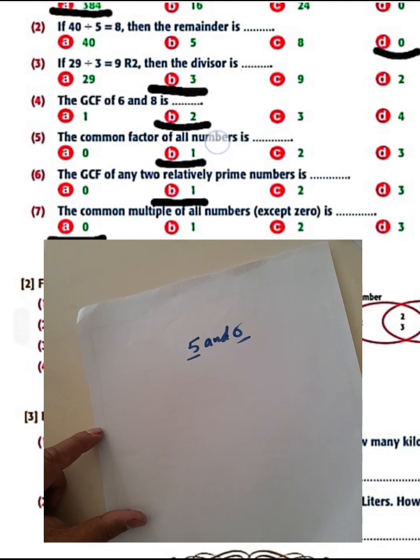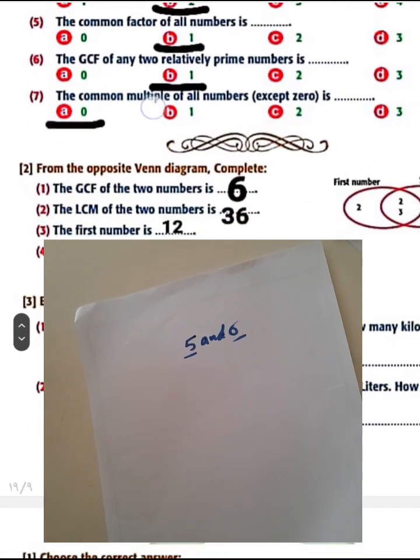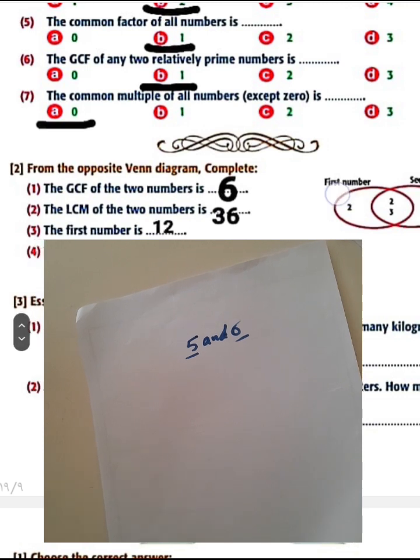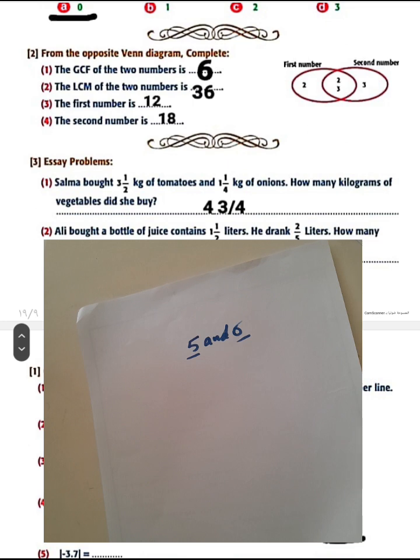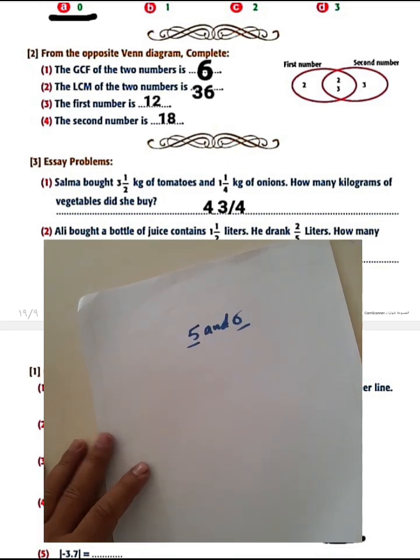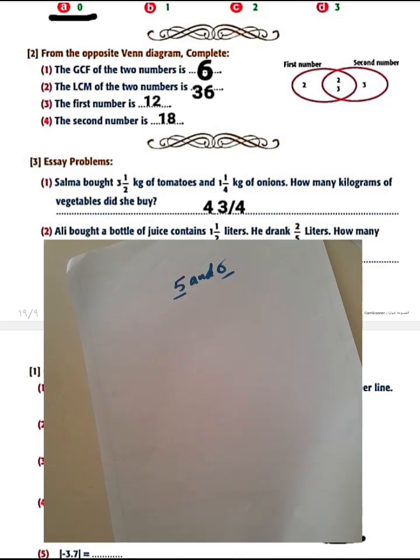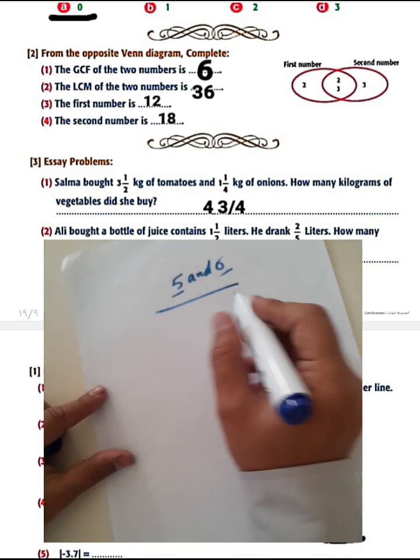Next question. Question number 7. The common multiple of all numbers except 0 is what? Common multiple of all numbers, it will be 0. Common multiple of all numbers, it will be equal to 0. Question number 2. From the opposite Venn diagram, we want to find the greatest common factor.